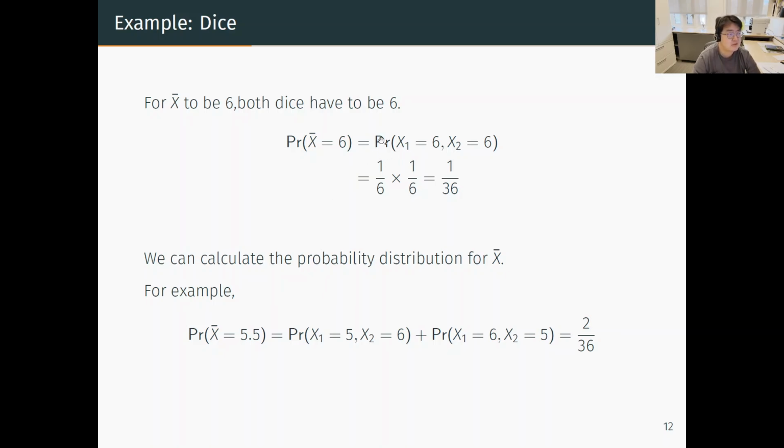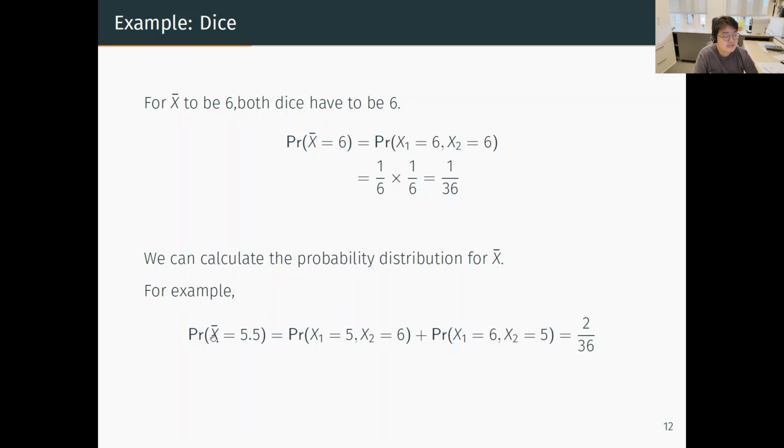That's pretty simple, right? So for x bar, the average, to be 6, you have to have 6 twice. That means the probability goes this way. First dice has 6, second dice has 6, and they are independent, so you can use the special law of multiplication. You can multiply them, and the answer is 1 over 36. Basically this is how you calculate the probability distribution for x bar in this simple case.